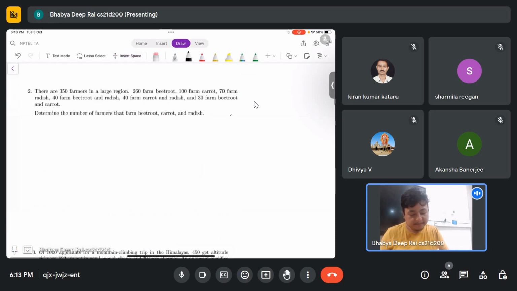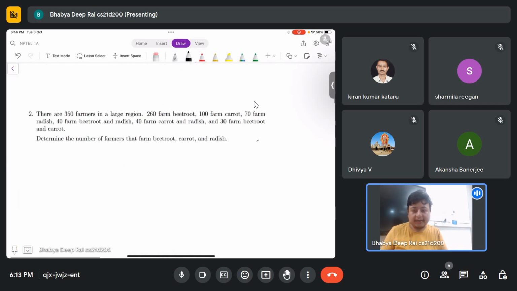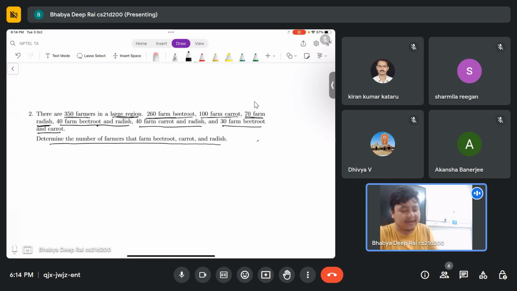Here is the question. I would like you guys to try it. This is the principle of inclusion exclusion on 3 sets instead of 2. The question says there are 350 farmers in a large region. 260 of them farm beetroot, 100 farm carrot, 70 farm radish. 40 farm beetroot and radish, 40 farm carrot and radish, and 30 farm beetroot and carrot. Determine the number of farmers that farm beetroot, carrot, and radish.